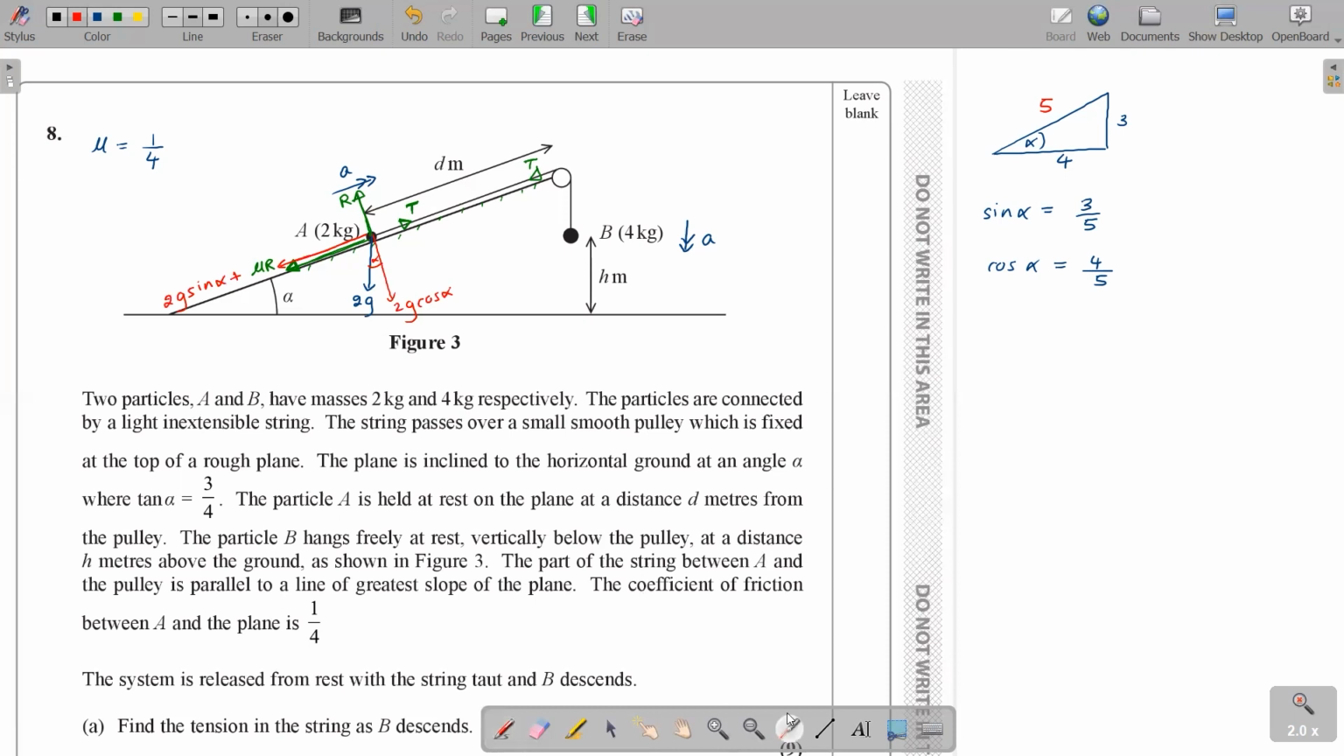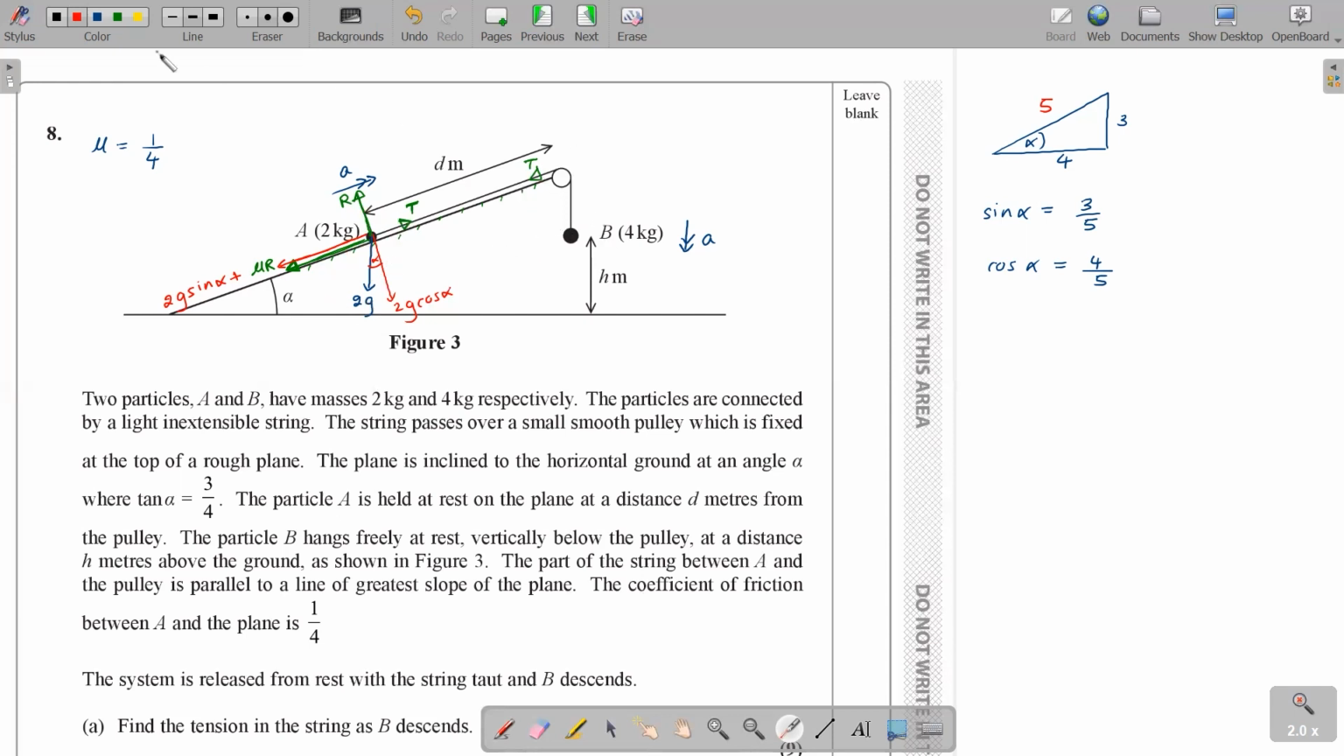So these are all the forces acting on particle A. So 2g was not helpful in this direction, so I resolved the 2g into perpendicular and parallel. So we are not working with 2g anymore. We are working with 2g cos alpha and 2g sin alpha. Also now all the forces are marked in particle A.